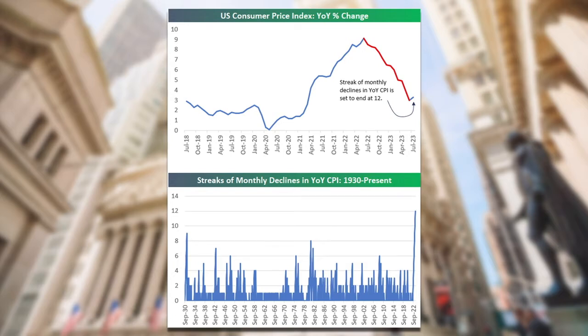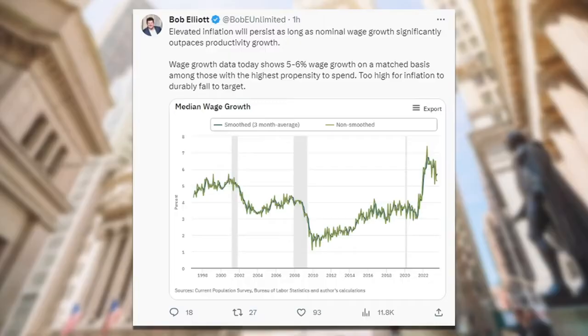you tweeted today, maybe a good jumping off point for this. "Elevated inflation will persist as long as nominal wage growth significantly outpaces productivity growth. Wage growth data today shows 5 to 6% wage growth on a matched basis among those with the highest propensity to spend, too high for inflation to durably fall to target." Well, that's pretty boring, isn't it? Look at this engagement, though. Look at this.